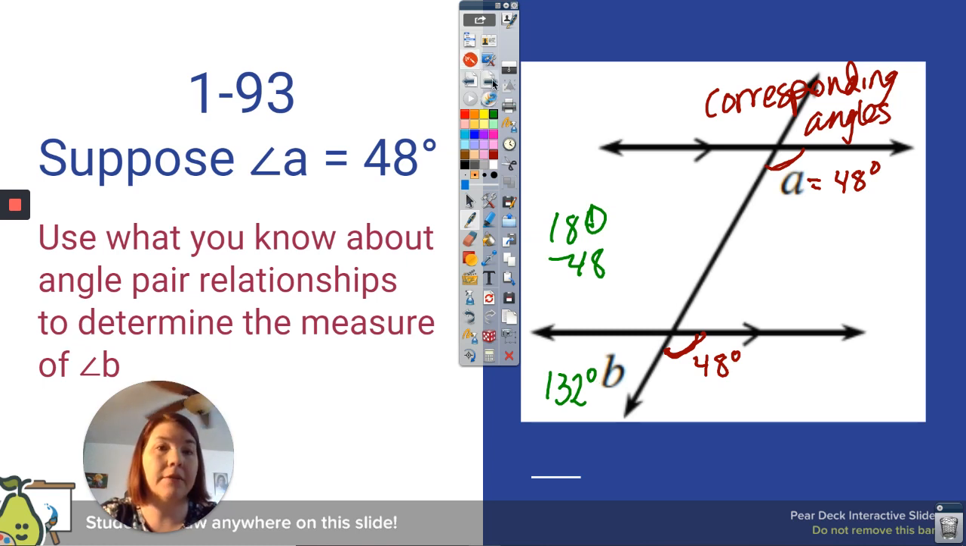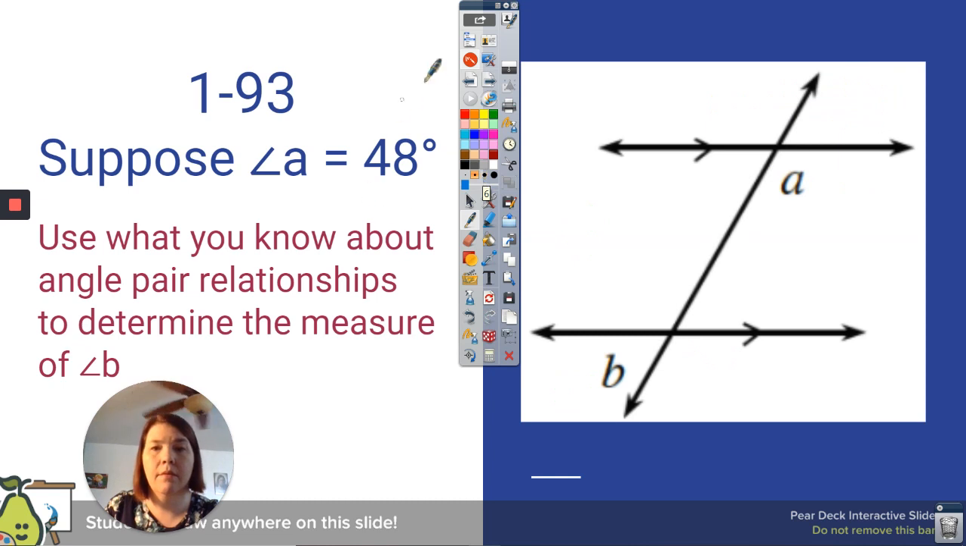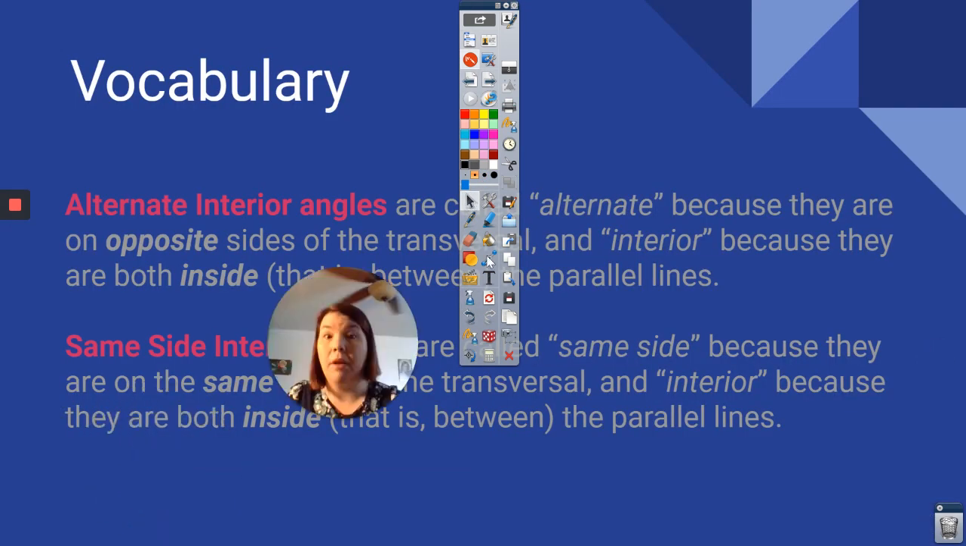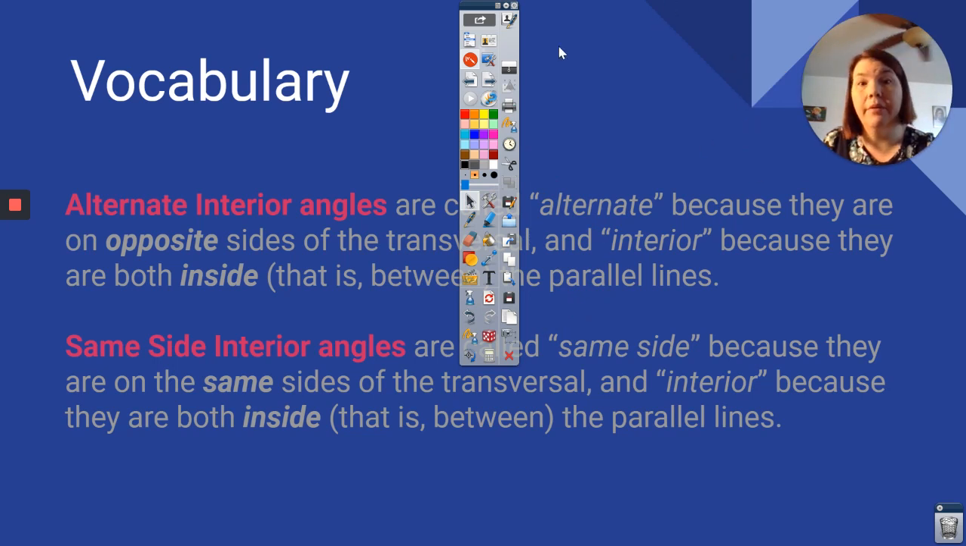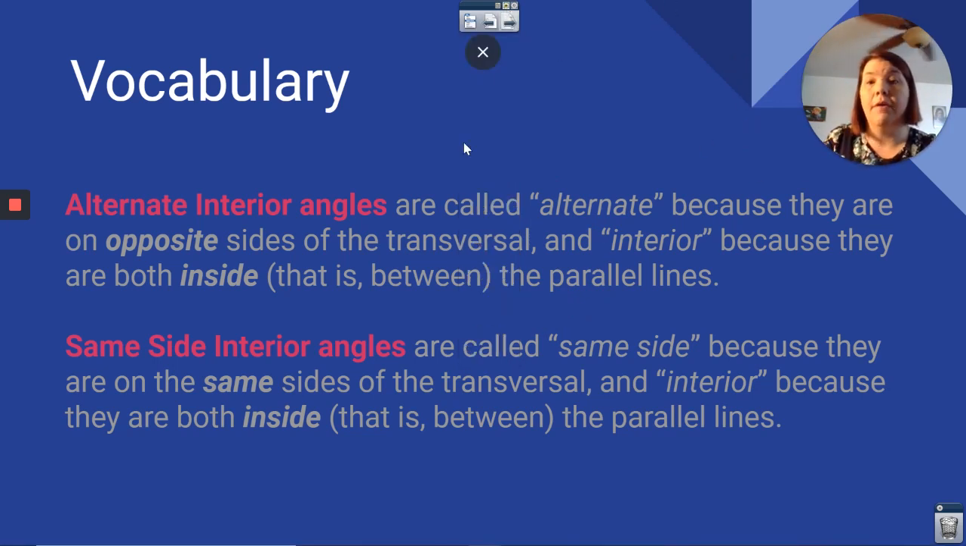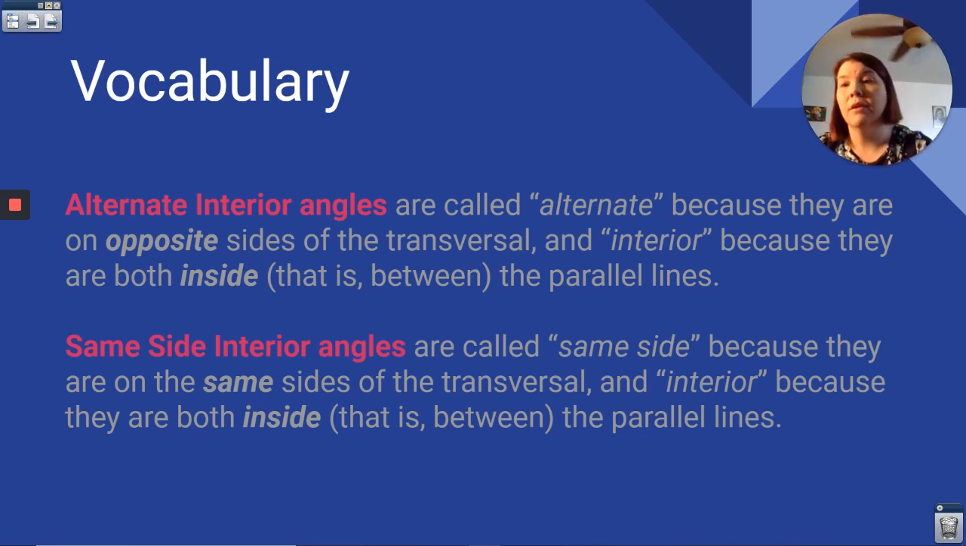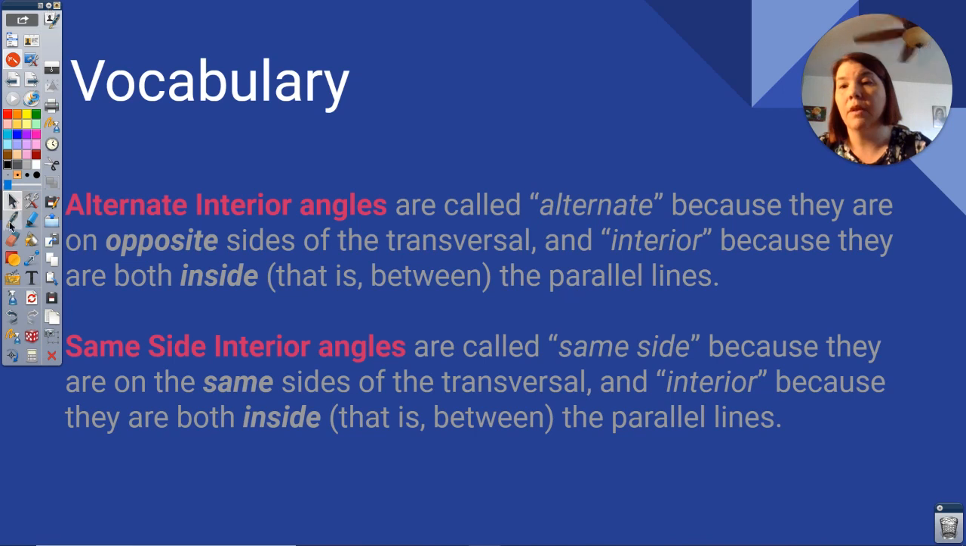All right, let's see what we got next. Alternate interior angles are called alternate because they are on opposite sides of the transversal, and interior because they're both inside, that is, between the parallel lines. So these are some new words we're trying to learn, and so let me draw a picture of alternate interior angles for you.